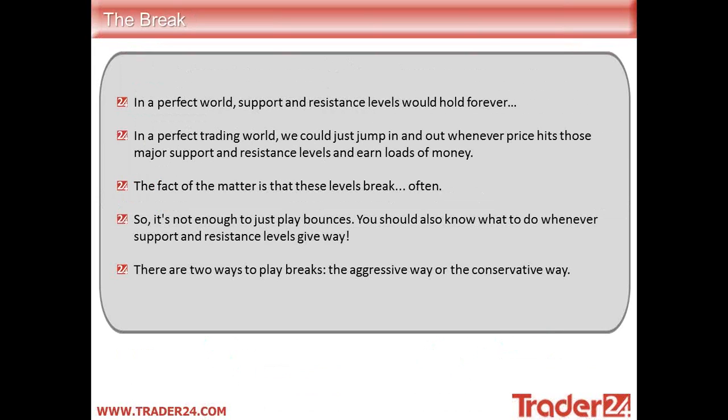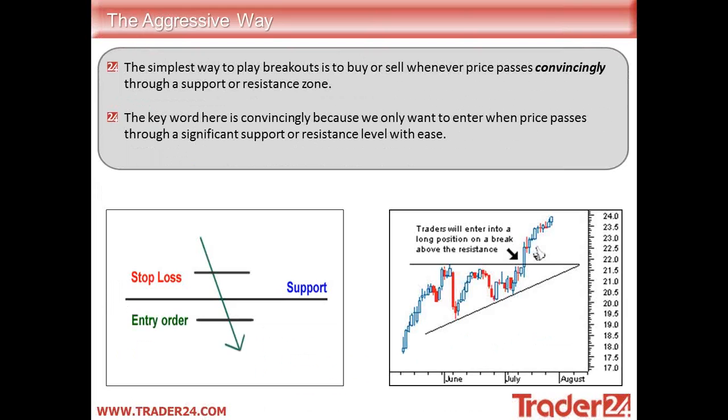All right, so in a perfect world, support and resistance levels would hold forever, but it's not a perfect world, quite honestly. In a perfect trading world, we could just jump in and out whenever price hits those major support and resistance levels. But the fact is, the levels do break often. So just to reiterate, it's not enough to just play bounces. You should also know what to do whenever support and resistance levels give way. And there are two ways to do this: the aggressive way and the conservative way, and I'm going to start off with the aggressive way.